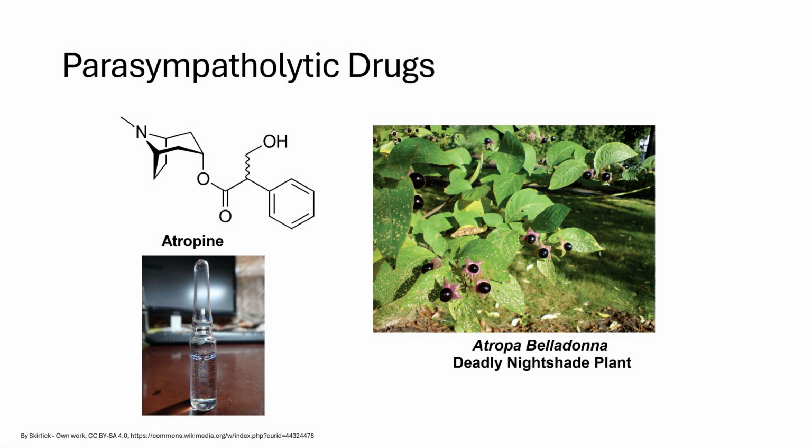Parasympatholytic drugs are muscarinic antagonists that block parasympathetic effects. The classic example is atropine, which increases heart rate by inhibiting parasympathetic stimulation. Atropine was first discovered in plants of the nightshade family.